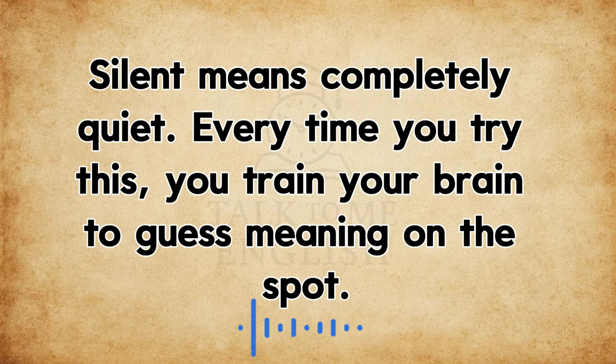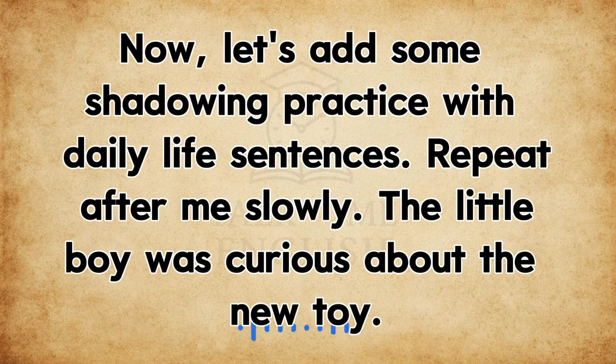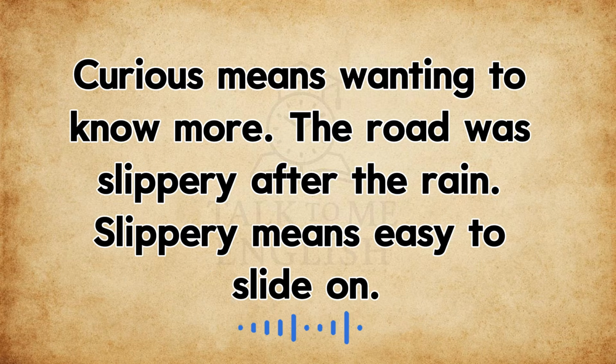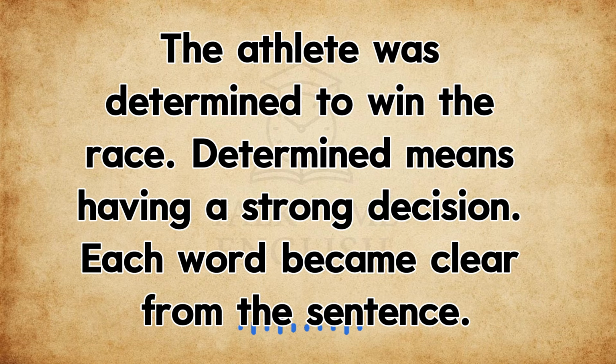Every time you try this, you train your brain to guess meaning on the spot. Now, let's add some shadowing practice with daily life sentences. Repeat after me slowly. The little boy was curious about the new toy. Curious means wanting to know more. The road was slippery after the rain. Slippery means easy to slide on. The athlete was determined to win the race. Determined means having a strong decision. Each word became clearer from the sentence.